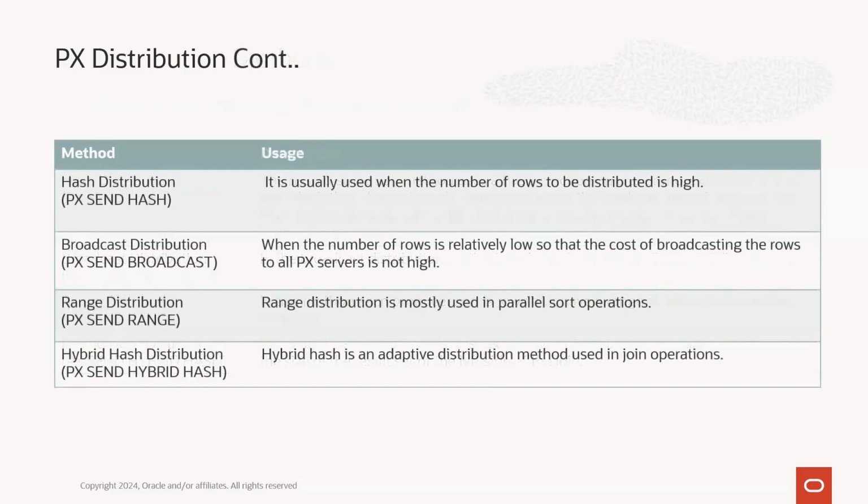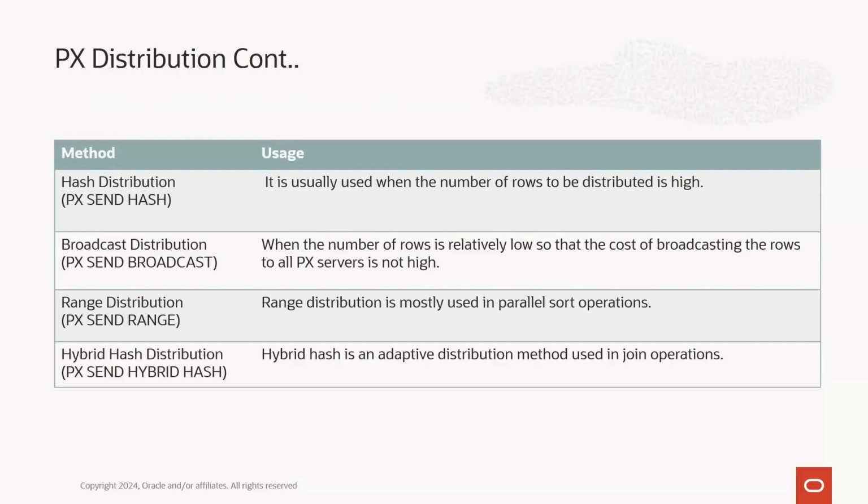Next one is hash distribution, PX send hash. It is usually used when the number of rows to be distributed is high. Next one is broadcast distribution. We can see it as PX send broadcast. It is used when the number of rows is relatively low, so the cost of broadcasting the rows to the parallel servers is not high. At that time, this broadcast distribution will be used.